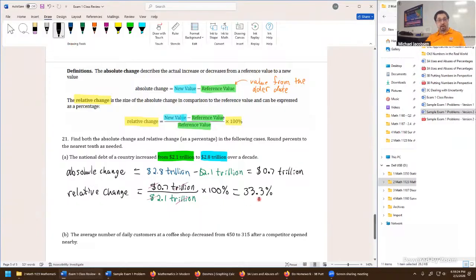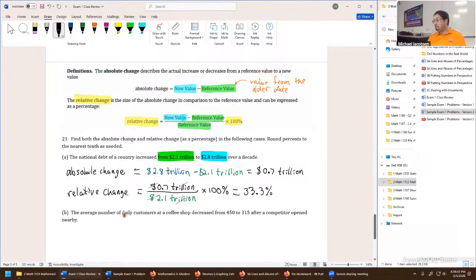So that finalizes the problem. We could say in words, if we wanted to, that the national debt has increased by 33% over a decade from its 2.1 trillion level. But if you leave it like this, you don't necessarily have to write in the context or interpretation. It's good to think about it just to make sure it makes sense. But that's the finalization for part A.